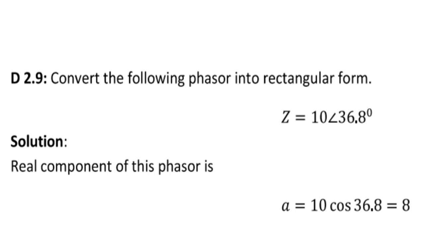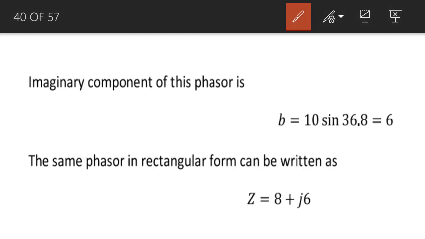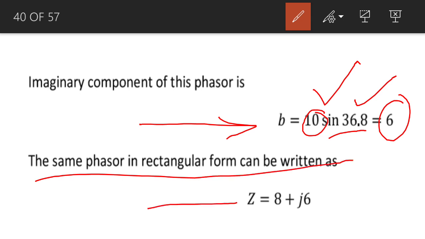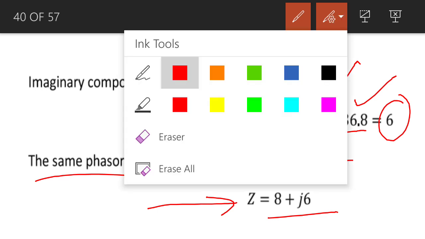Let us compute the imaginary component of the phasor. The imaginary component of the phasor is represented by B, which will be equal to the magnitude of the phasor into sine of the angle of the phasor. And the magnitude of the phasor is 10 and the angle is 36.8. So the imaginary component of this phasor turns out to be 6. So the same phasor in rectangular form will be equal to Z, and Z will be equal to 8 plus j6. The real component of this phasor is 8 and the imaginary component of this phasor is 6.